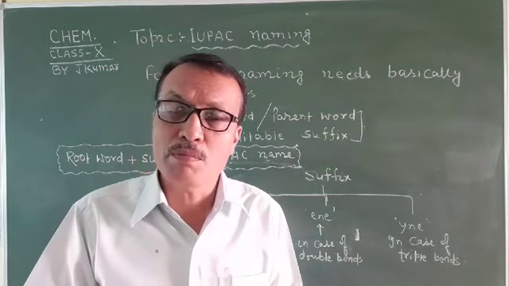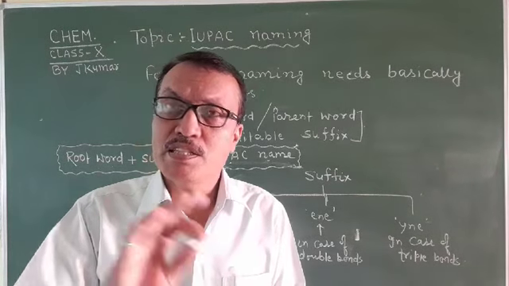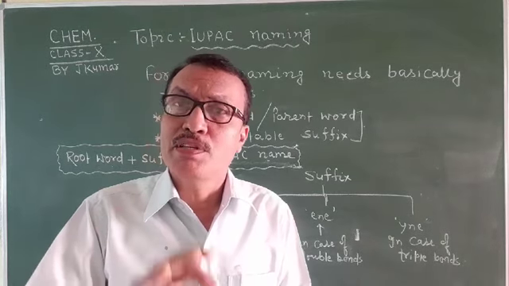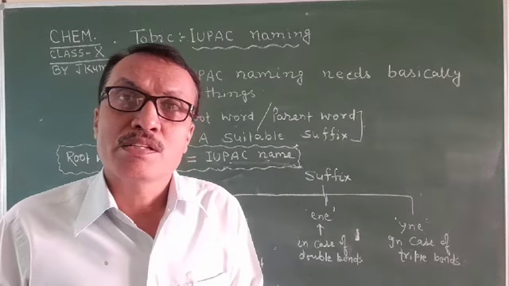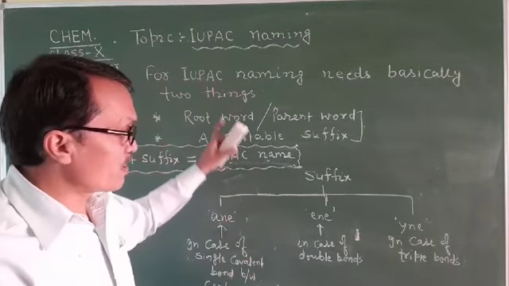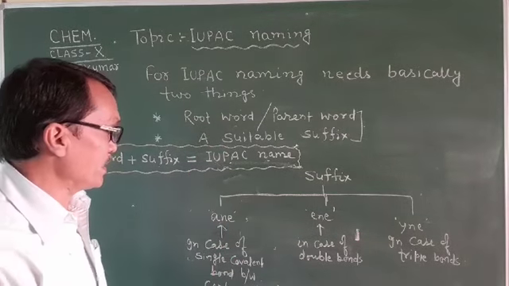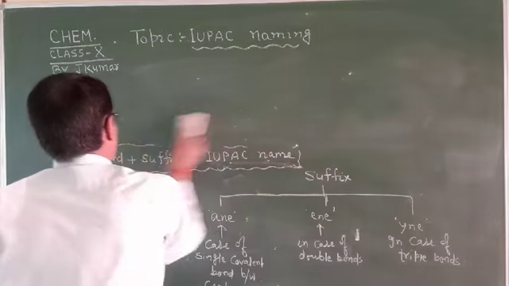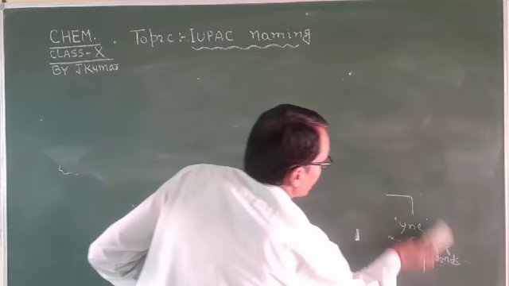If there is a single bond, suffix "ane" will be used. If there is a double bond, suffix "ene" will be used, and if triple bonds are present between carbon and carbon, then suffix "yne" should be used. Okay, so students, these are the basic things and you must keep them in your mind. Now students, let me say some more important things regarding IUPAC name.